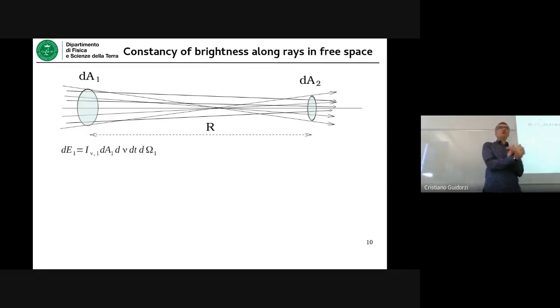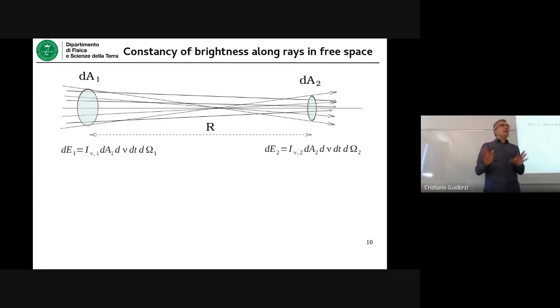What about d omega 1? Well, I told you at the beginning I'm considering only the rays that are crossing both surfaces. So d omega 1 is somehow connected to both surfaces. I will explain this in more detail in a minute.